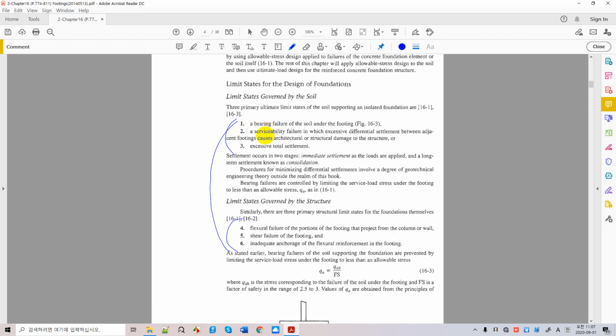careful about in designing our foundations is bearing failure, so that the soil should not fail under any vertical load acting on the structure. Next is serviceability failure, so that the foundation should not interfere with the serviceability of the buildings that sit on shallow foundations. And also, if we have excessive settlements, that must be avoided.